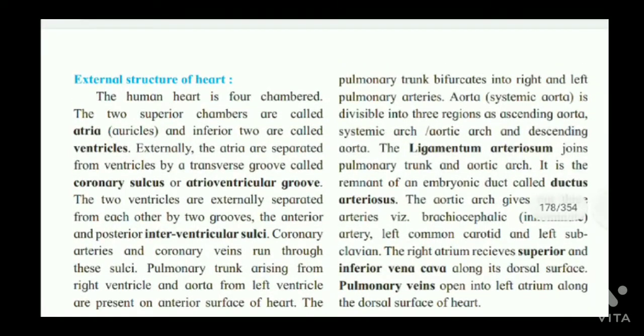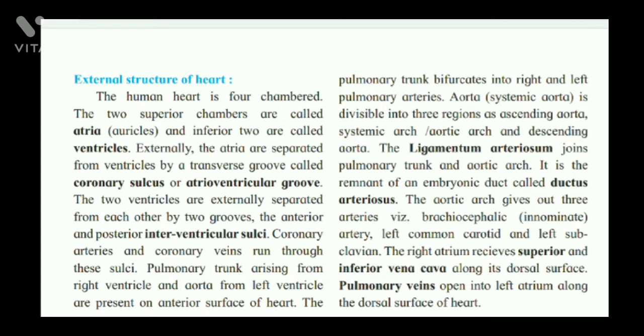The pulmonary trunk bifurcates into right and left pulmonary arteries. The aorta is divisible into three regions: ascending aorta, systemic aortic arch, and descending aorta. The ligamentum arteriosum joins the pulmonary trunk and aortic arch. It is the remnant of an embryonic duct called the ductus arteriosus. The aortic arch gives out three arteries, namely the brachiocephalic or innominate artery, left common carotid, and left subclavian.